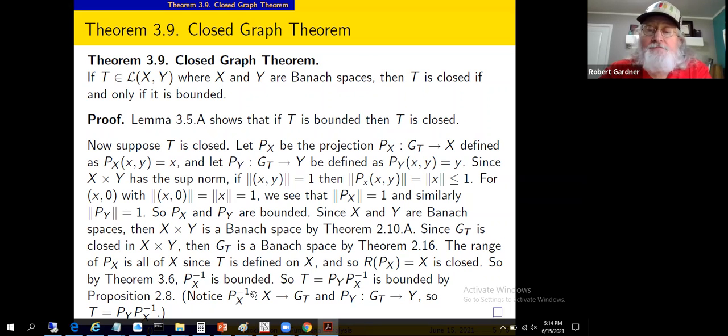So this is bounded and this is bounded. So the norm of t, which equals the norm of this composition, is less than or equal to the norm of P sub y times the norm of P sub x inverse. The norm of P sub y is 1, conveniently, and the norm of P sub x inverse is finite because it's bounded. So the norm of t is bounded as well. That is, t is a bounded transformation. T closed implies t bounded in this setting, and that's the closed graph theorem. And that's the last thing in this section.